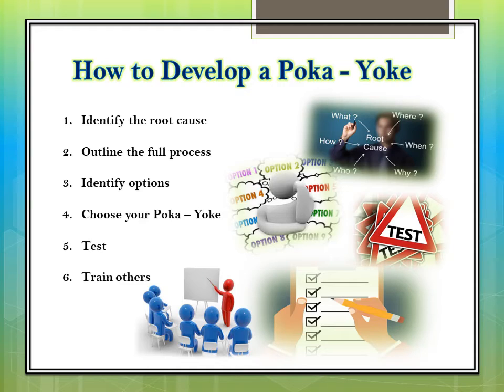Step 4 is about choosing the Poka-yoke. Choose the best mechanism that's going to work for your circumstance. Step 5 is about testing the Poka-yoke you have created, and finally, if the test is successful and you want to take the next step, you need to train people in your team who need to operate the new process with the Poka-yoke.